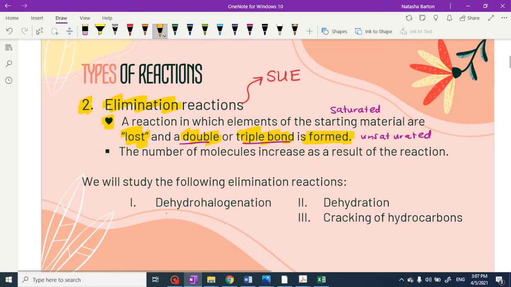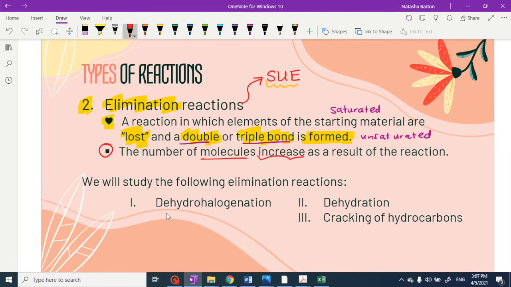So you're going to remember SU, and SU is going to help you to identify your elimination reaction. Okay, then the number, some other pointer, right? You're going to see the number of molecules increase as a result of the reaction.